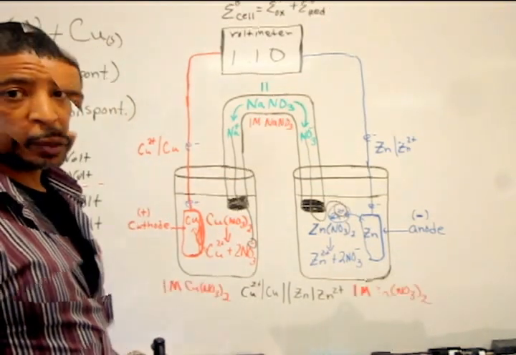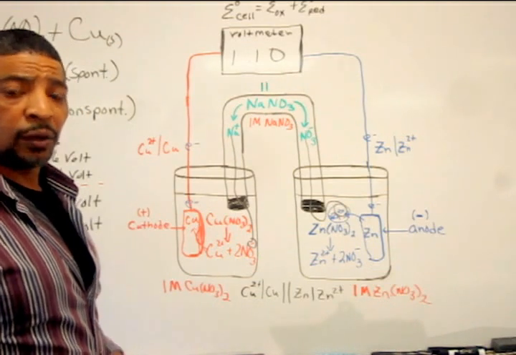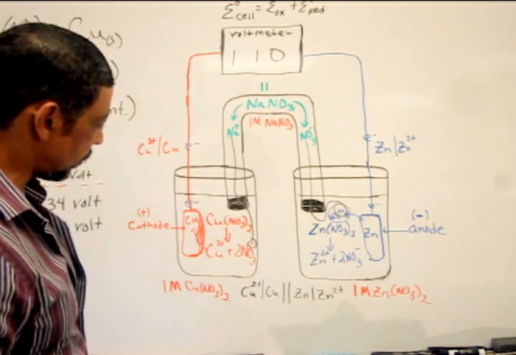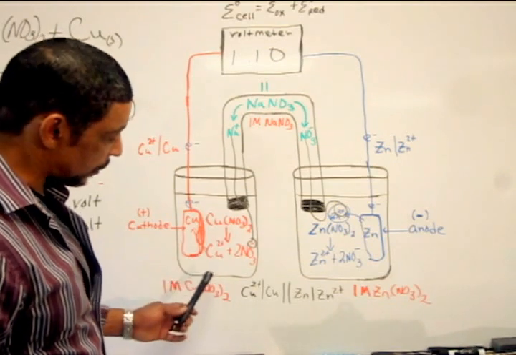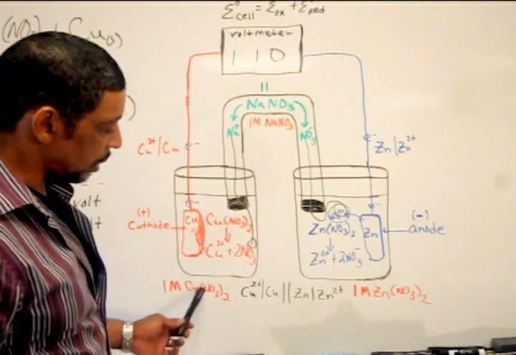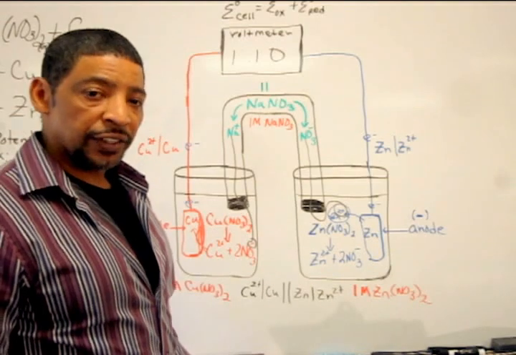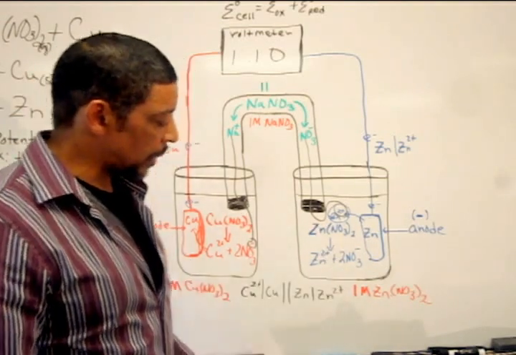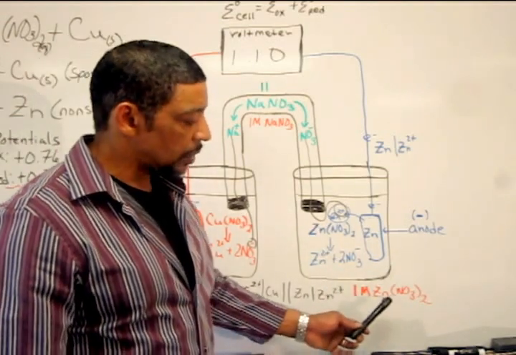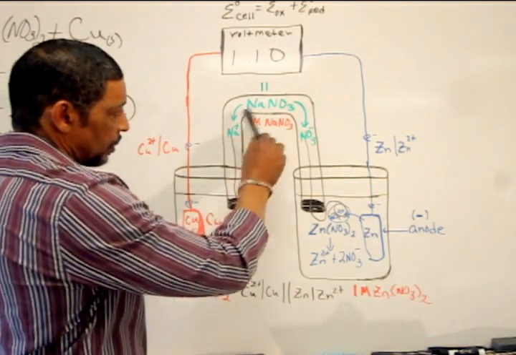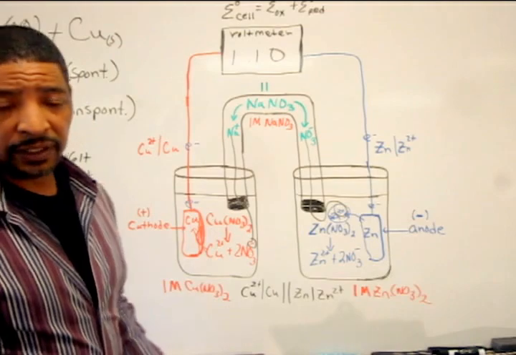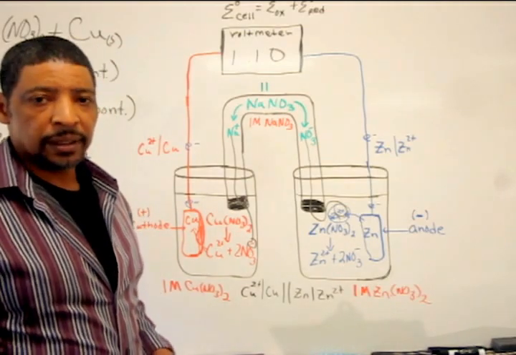In a standard electrochemical cell, the solutions will be of the following concentrations, where the cell containing the copper(II) nitrate will have a concentration of 1 molar copper(II) nitrate, and the cell containing the aqueous zinc nitrate will have a concentration of 1 molar zinc nitrate, and the salt bridge, which contains an aqueous solution of sodium nitrate, the concentration of this solution will also be 1 molar.